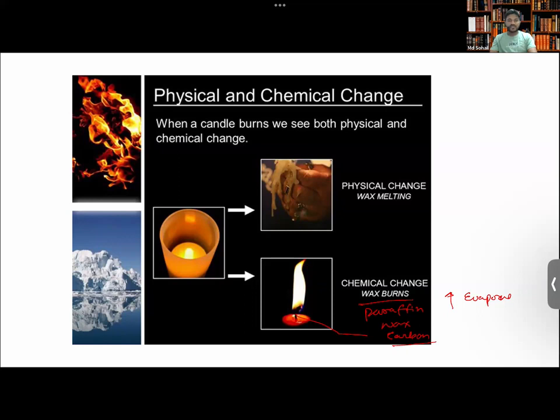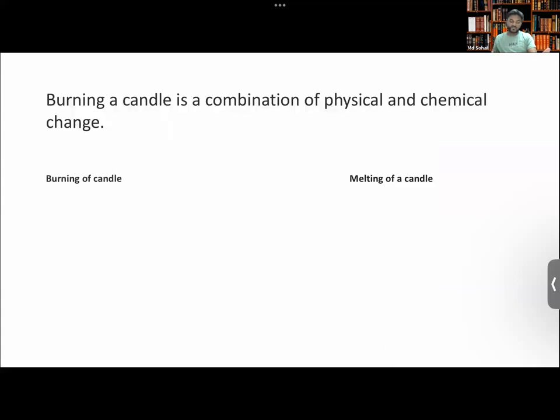And then you have got physical change, because when the wax melts, it is still the same thing. It is still made up of paraffin, right? So burning of a candle is a chemical change. In this, what is burning is, it's better to say, the wax and the candle thread. And melting of a candle we call a physical change.